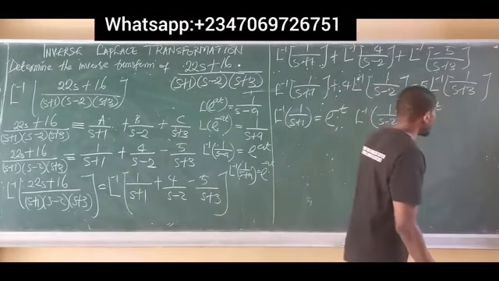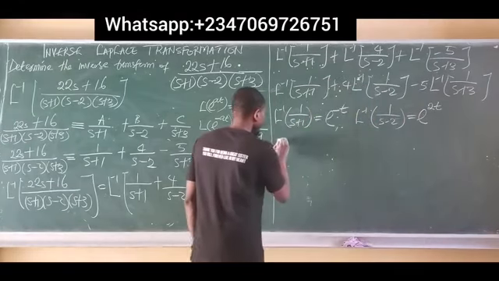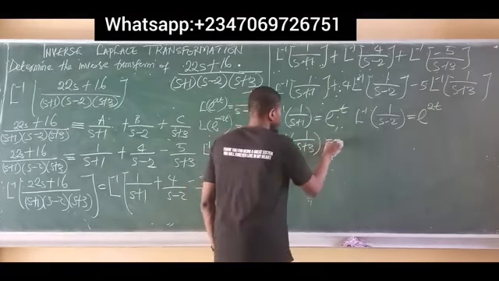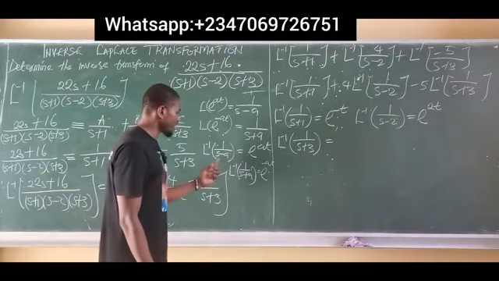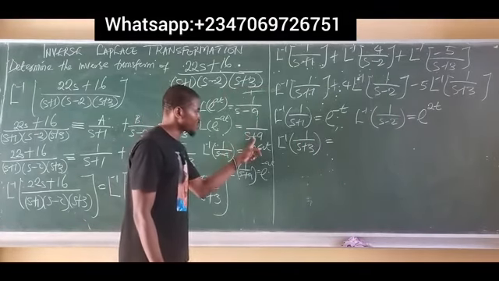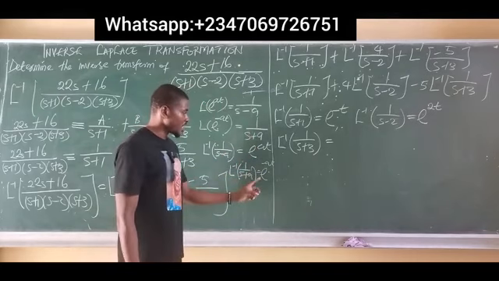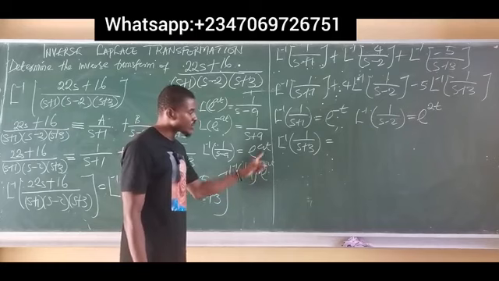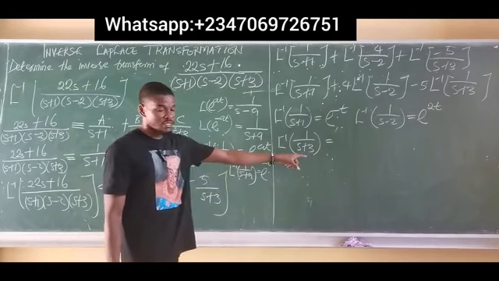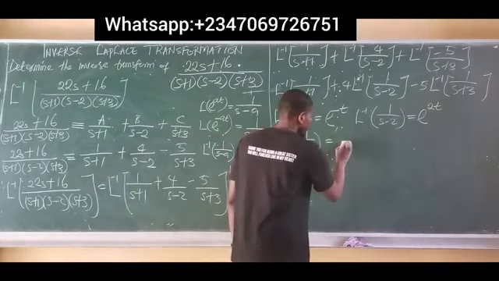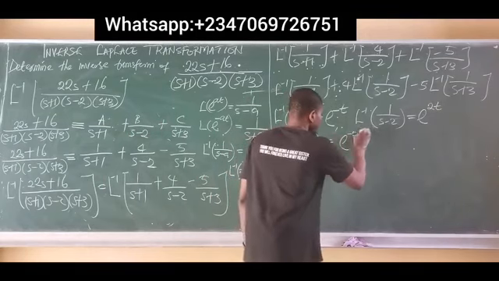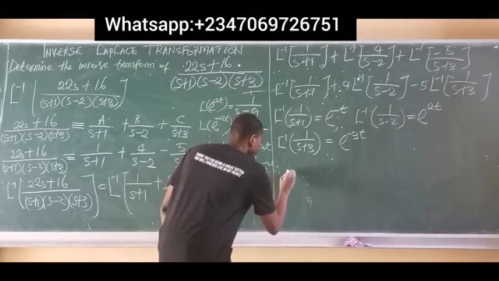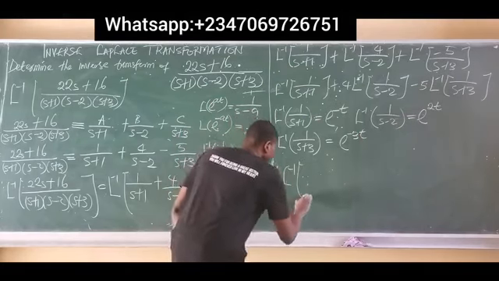And finally, the Laplace inverse of 1 over s + 3. In this case, the number is 3, but the denominator is positive, which means it becomes a negative exponential function. So 1 over s + a is equal to e^(-at). A now is the number, which is 3. Hence, this is equal to e^(-3t).